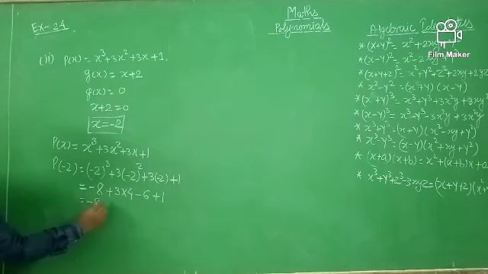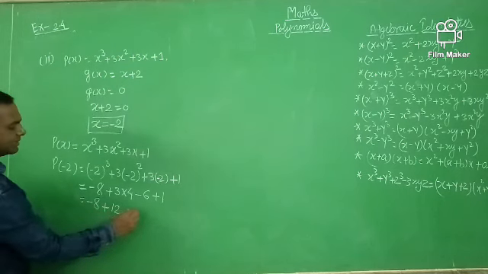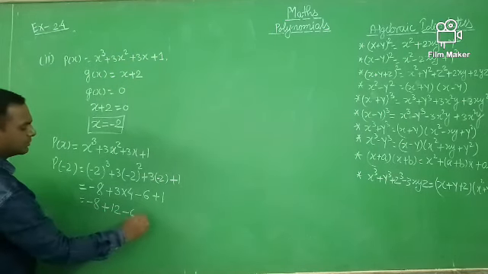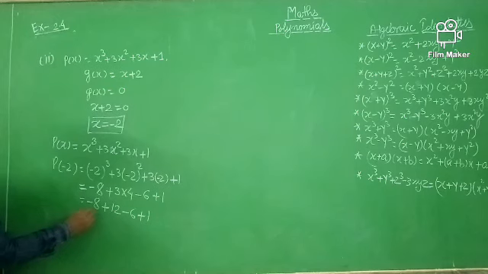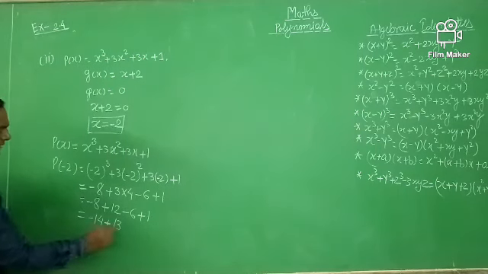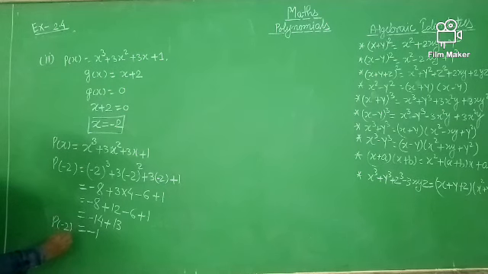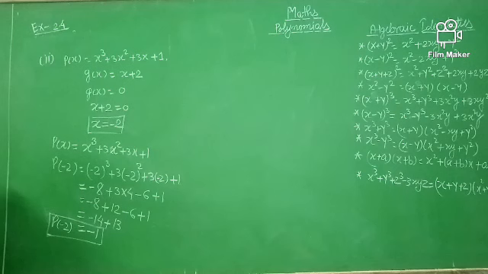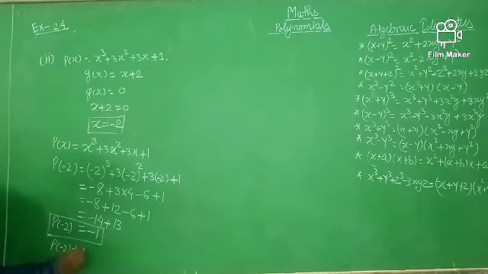Then minus 8 plus 3 fours are 12, minus 6 and plus 1. Minus 8 and minus 6 is minus 14, and 12 plus 1 is 13. So this is equal to minus 1. Here you see that p(minus 2) is equal to minus 1. So you can say that p(minus 2) does not equal 0.